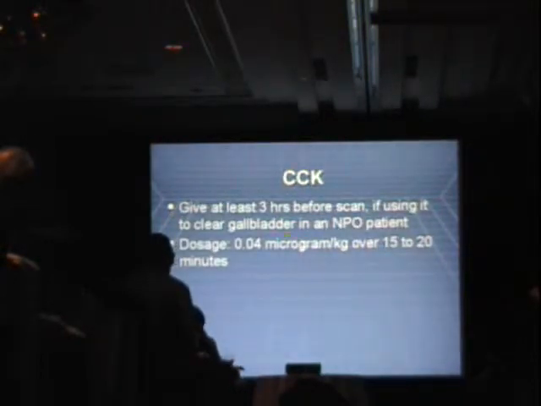So what we do is, our dose, actually, we give half this now. We've decreased it to 0.02 micrograms, not milligrams, micrograms per kilogram over a very long period of time. We don't always go this long. Sometimes we go now 4 or 5 minutes of injection.